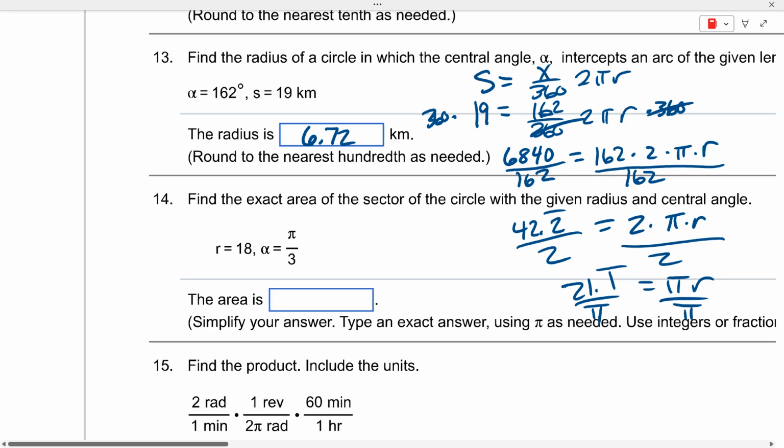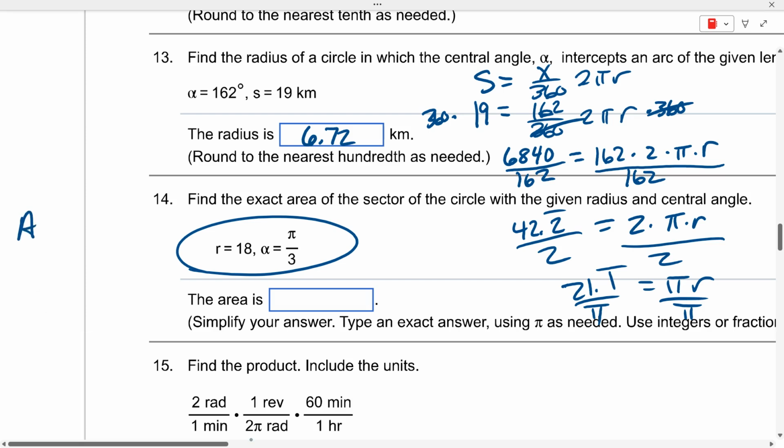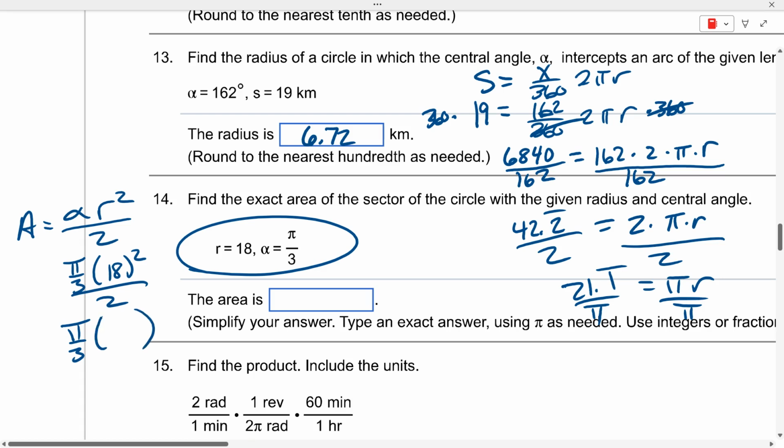Okay. Find the exact area of the sector. This is in terms of radians. So you're going to use the trig formula. Sector area equals the angle times the radius squared divided by 2. So the angle, pi over 3, times 18 squared divided by 2. So it's pi over 3 times 18 squared.